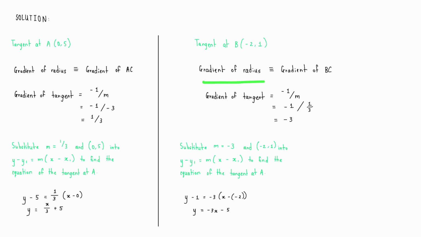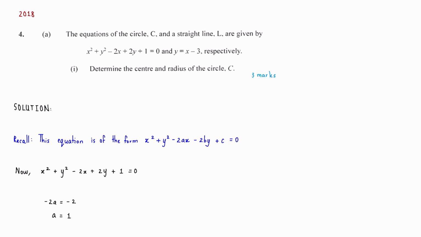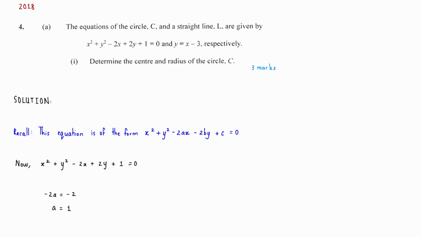Now let's look at the tangent at B with the coordinates (minus 2, 1). We know that the gradient of the radius is equal to the gradient of BC. So the gradient of the tangent is minus 1 over that gradient as well. So it will be minus 1 over 1 over 3, and then we will get minus 3. Now we substitute this and this point into the equation of a line to find the equation of the tangent at B. We're doing the exact same thing both sides, and then we simplify. So yeah, now let's move on to 2018.